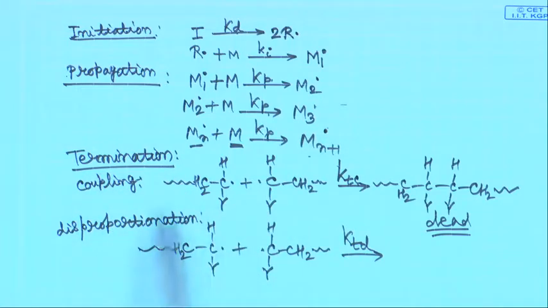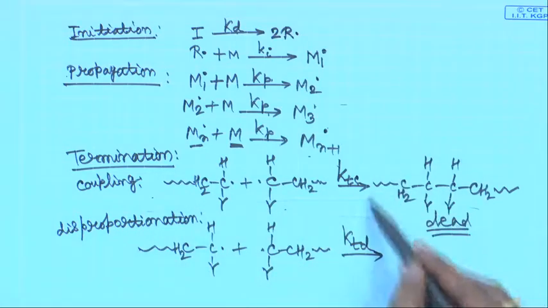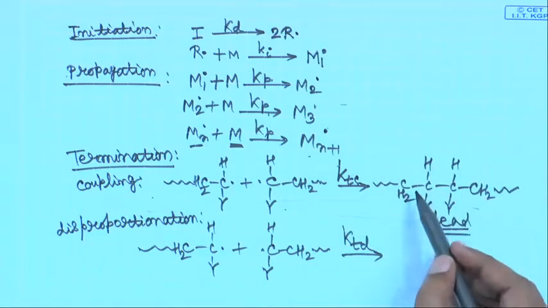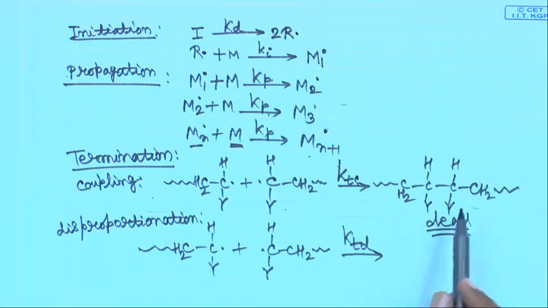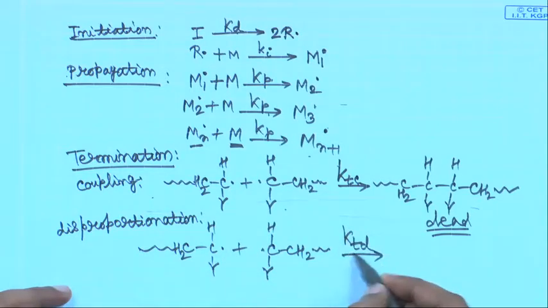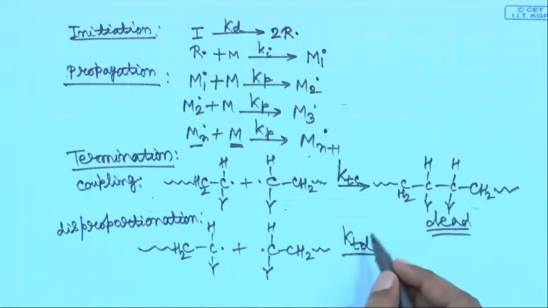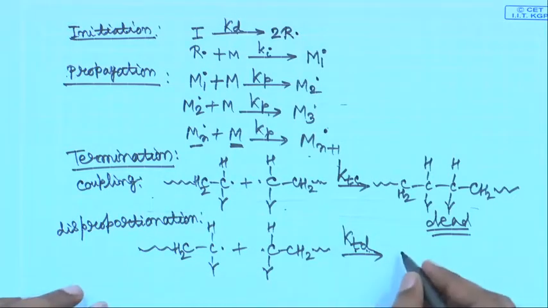So, when you are terminating the growing radical through coupling reaction, basically you have this kind of scheme for the termination. So, you have a dead polymer that is formed, dead because the growing chain has been destroyed. The other process of termination is through disproportionation, and this Ktd is the rate constant of this disproportionation. So, T is the termination and D is termination through disproportionation.